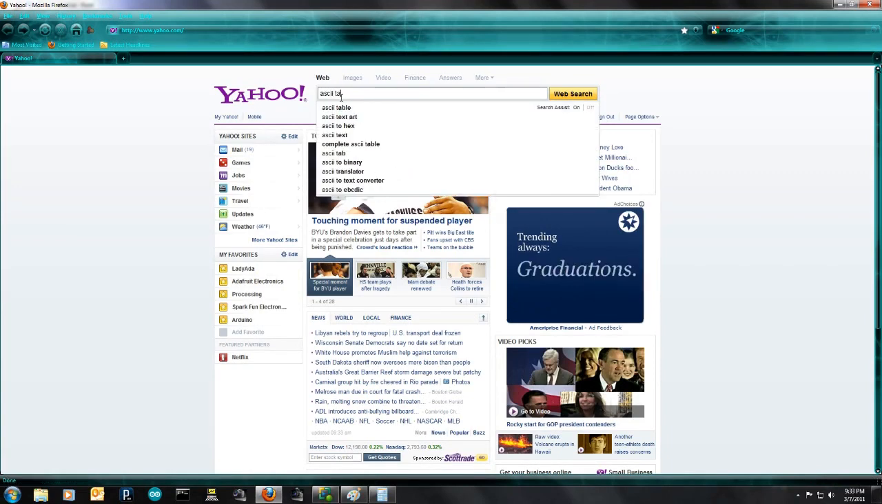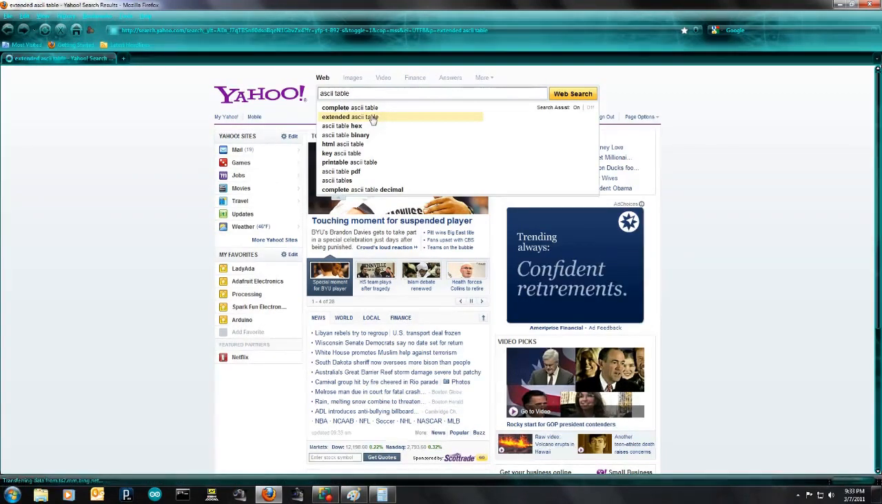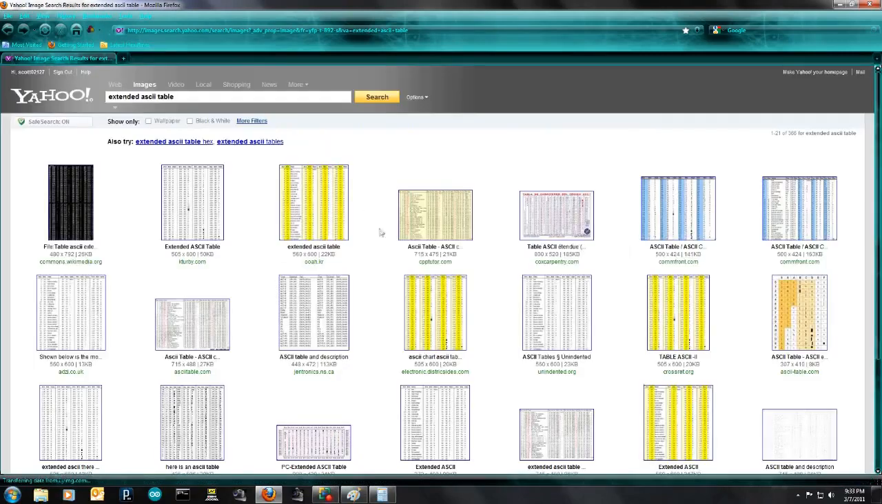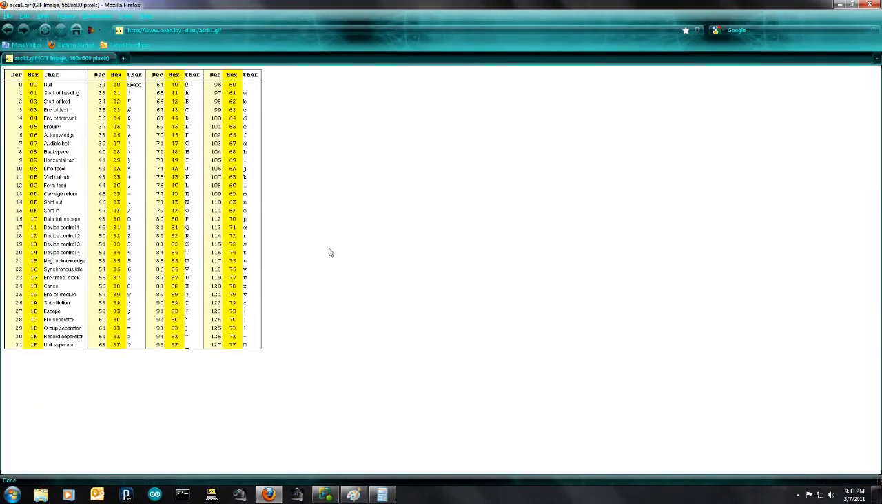ASCII table. And you got complete and extended. Let's go extended. Extended ASCII table images. Sure, why not? I got a couple of these in books. Okay, an ASCII table is basically a standard that is used to convert.